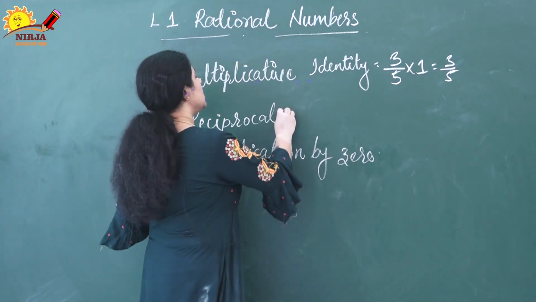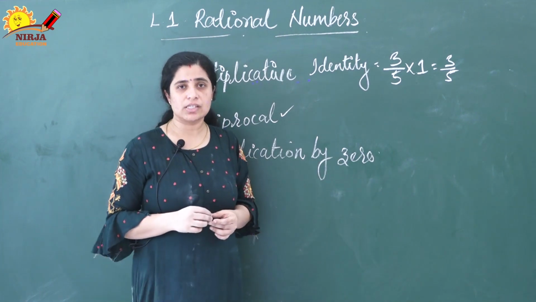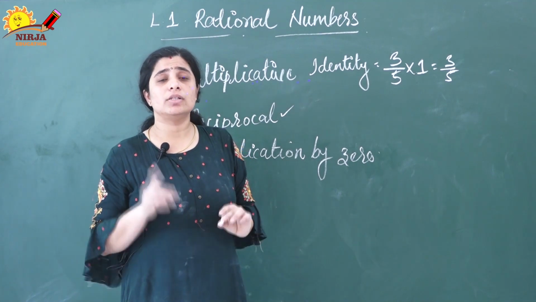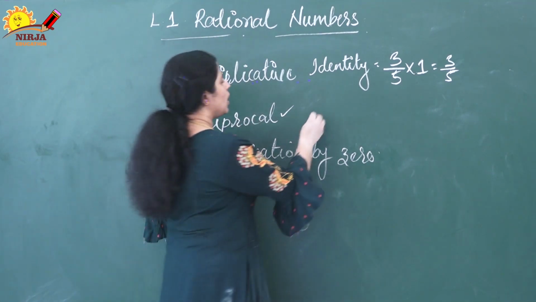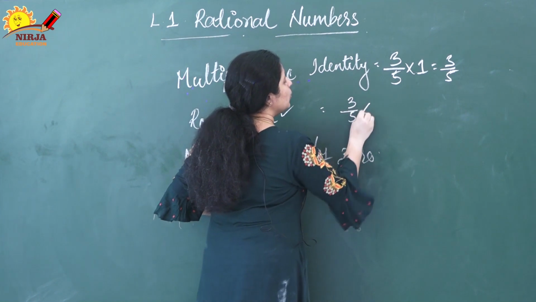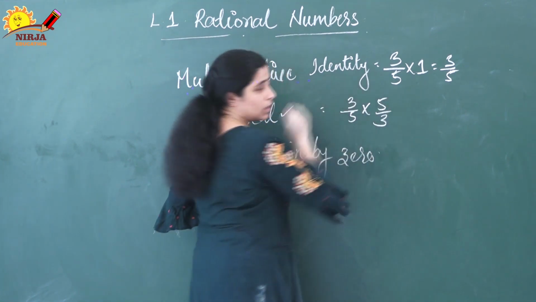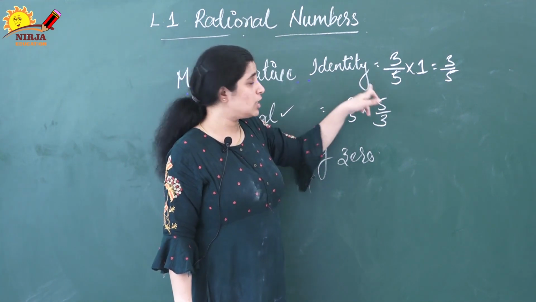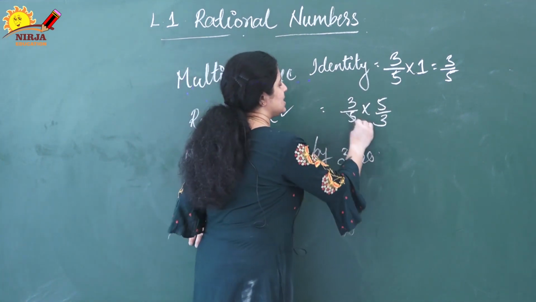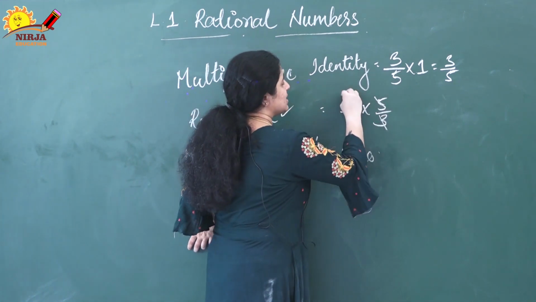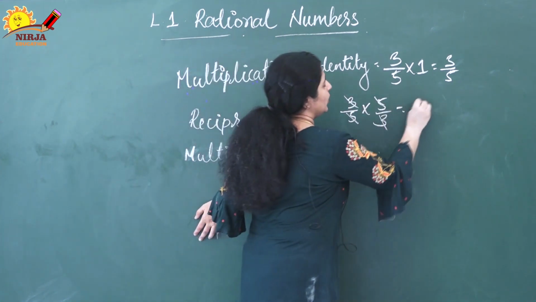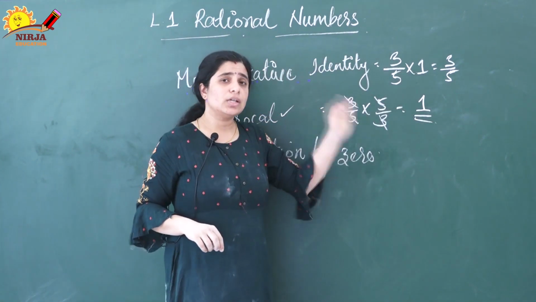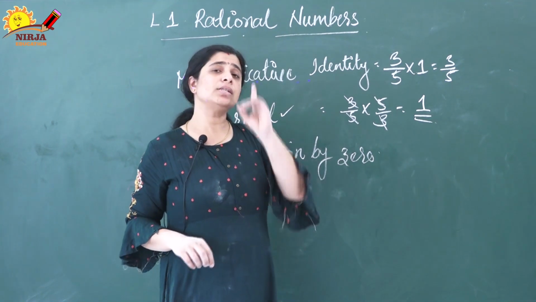The next one is reciprocal. Already we had discussed what the reciprocal is. That means when you interchange the numerator and the denominator, you will get the reciprocal. When you multiply a number with the reciprocal of the number, what will you get? This is 3 by 5. The reciprocal of 3 by 5 is 5 by 3. What will you get? You can cancel this 5 and 5 and you can cancel this 3 and 3. You will get 1. Yes, when you multiply a number with its reciprocal, you will get 1.